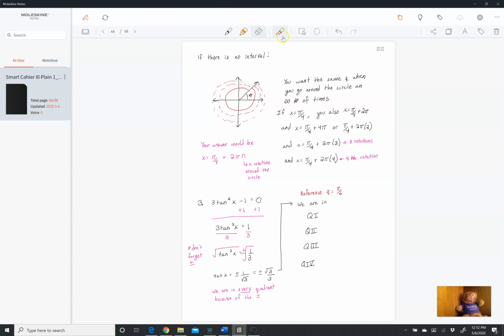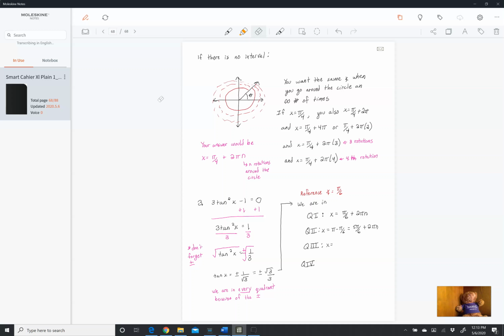Okay, so in quadrant 1, don't forget to write x equals. Okay, in quadrant 1, it's pi over 6, and then there is no interval, so we're going to write 2 pi n. In quadrant 2, if you remember, you take pi and you subtract pi over 6. So that would give us 5 pi over 6. Practice with your fractions. And then we'll do plus 2 pi n.